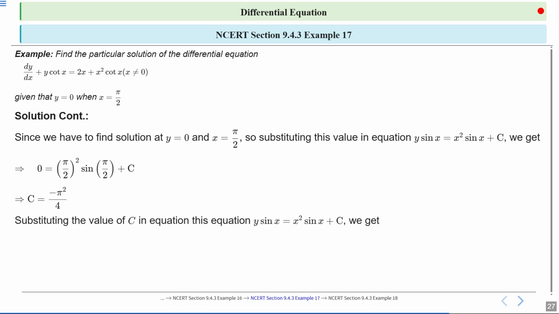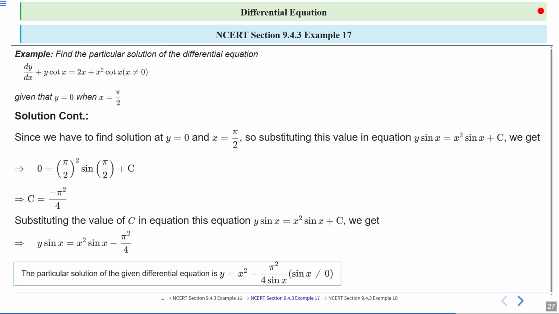Now substitute the value of c in the equation y sin x is equal to x square sin x plus c to get the particular solution. We have y sin x is equal to x square sin x minus pi square by 4. So the particular solution of the given differential equation is y is equal to (x square minus pi square by 4) upon sin x, where sin x is not equal to 0. This solution is valid only if sin x is not equal to 0.